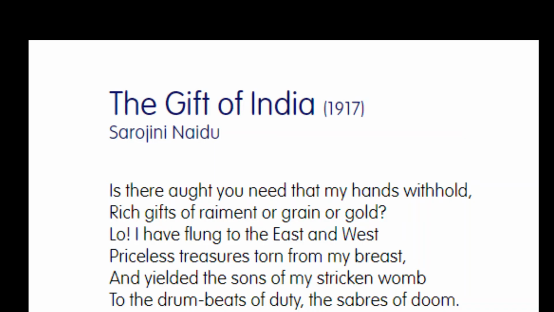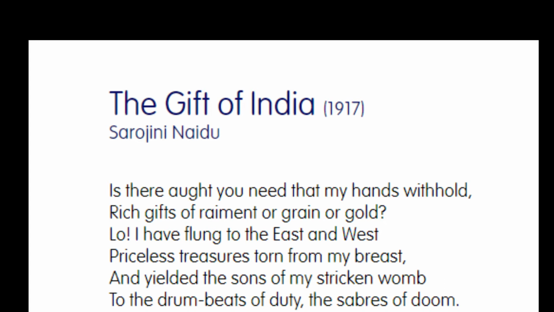Is there aught you need that my hands withhold? Rich gifts of raiment or grain or gold? Lo, I flung to the east and the west priceless treasures torn from my breast, and yielded the sons of my stricken womb to the drumbeats of duty, the sabres of doom.